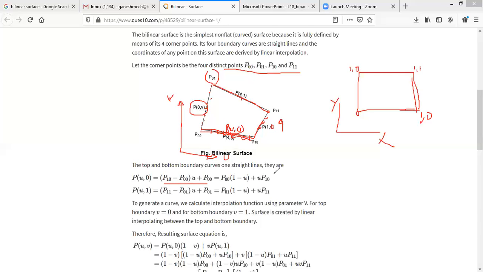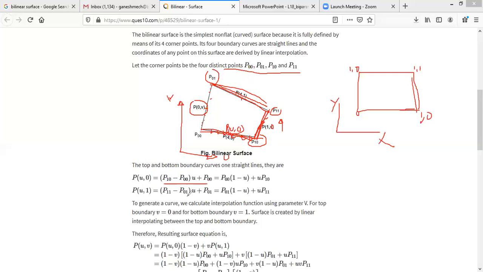So similarly, when we start measuring from the other direction, that is from here, p of u comma 1. So this equation can be written for this particular line as p of 1 1 minus p of 0 1 multiplied by u, plus p of 0 1. Right. So this can now be written, sorry, that is for the top line.